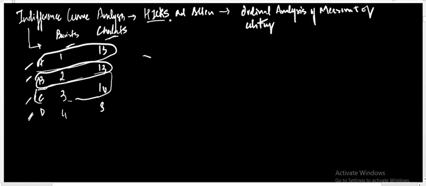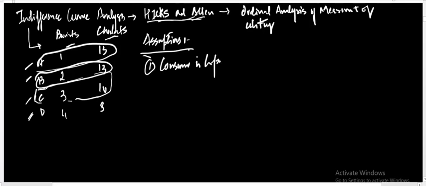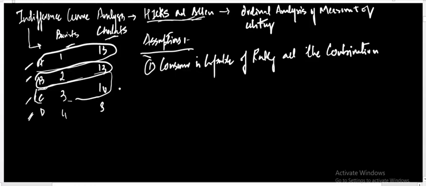Now before building into this indifference curve analysis, we would take some assumptions. The first assumption is that the consumer is capable of ranking all the combinations. Given the combinations A, B, C and D, a consumer can rank which combination gives him more satisfaction as compared to the other.